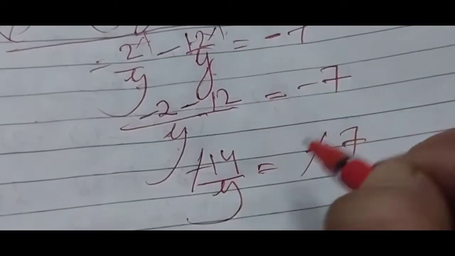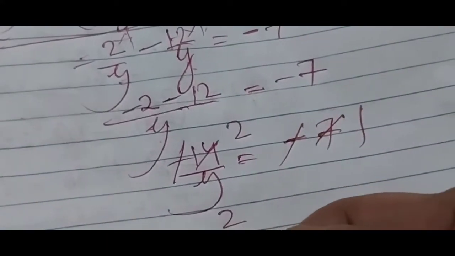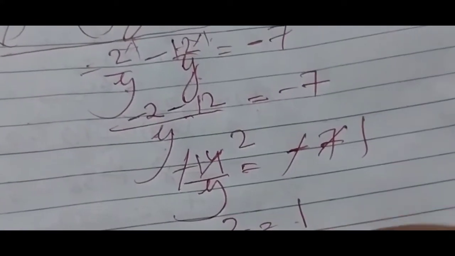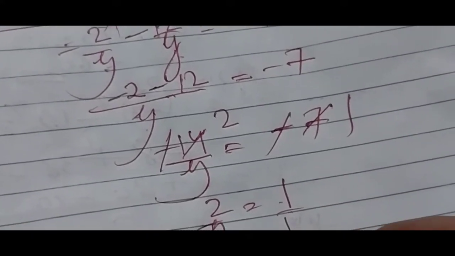The minus you can cut. Then 7 ones are 7, 7 twos are 14. That means 2 by y equals 1. Y ones is y, then 2 ones is 2. The value of y is 2 only.